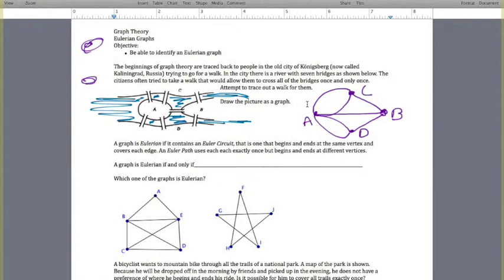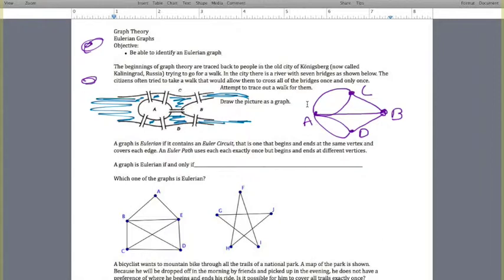Okay. So thinking about yesterday's vocabulary, is this a simple graph? No. Why not? More than one connection between some points. So A and C are connected twice, A and D are connected twice. So that makes us a non-simple graph. But it is connected. It could get to each piece of land, so that's a good thing. But it is not a simple graph.